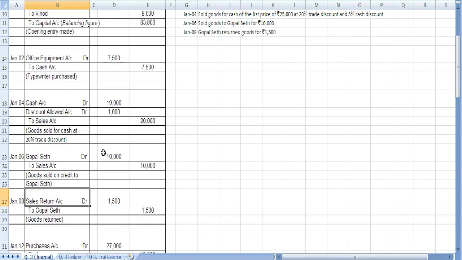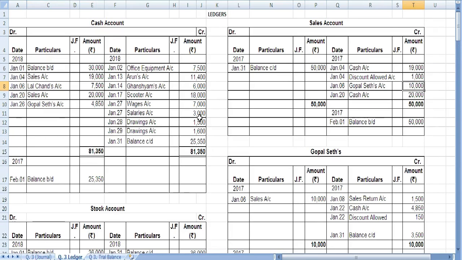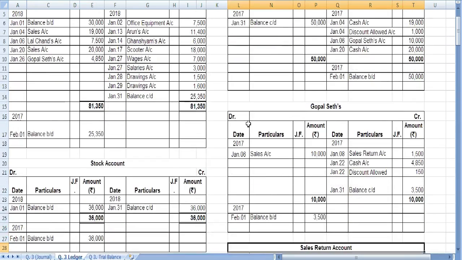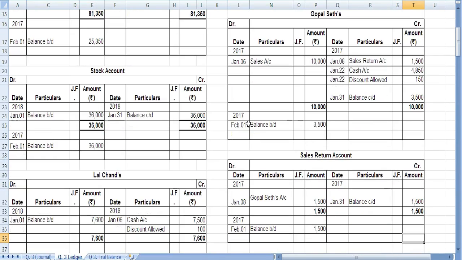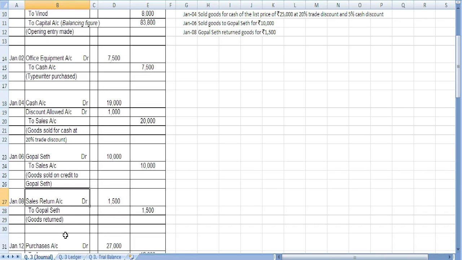Then we have sales return. Go to the sales return. Here we have sales return to Gopal Seth. Now go to Gopal Seth, this will become by. By sales return 1,500, and here 1,500. This is how you have to keep on posting.